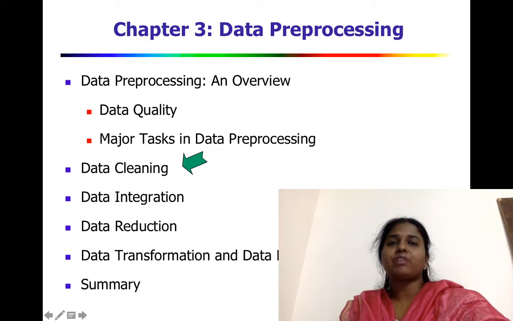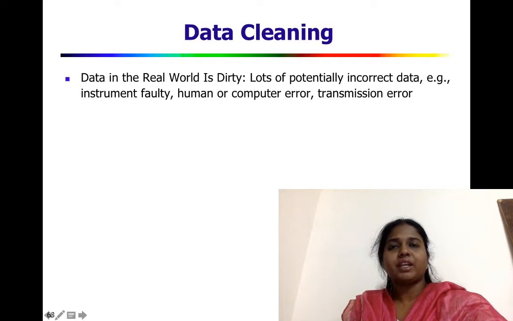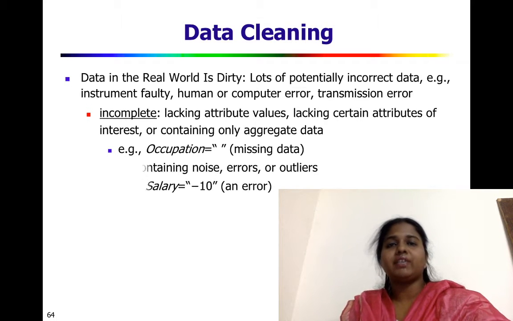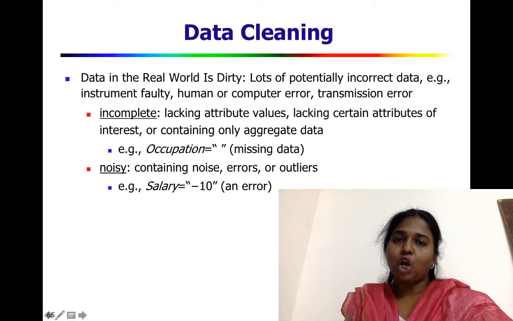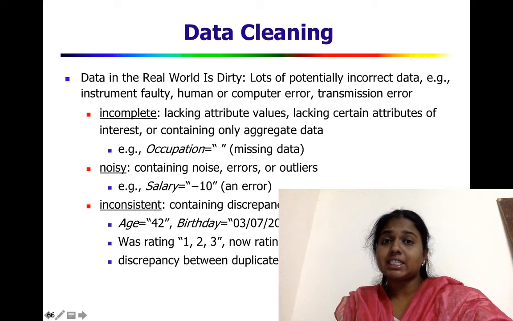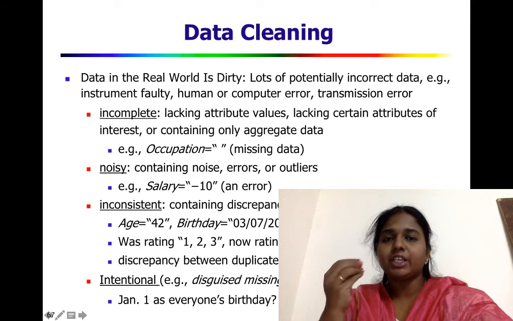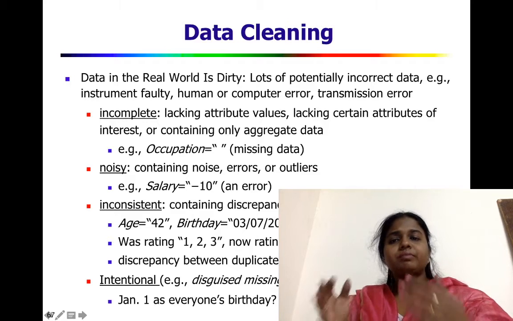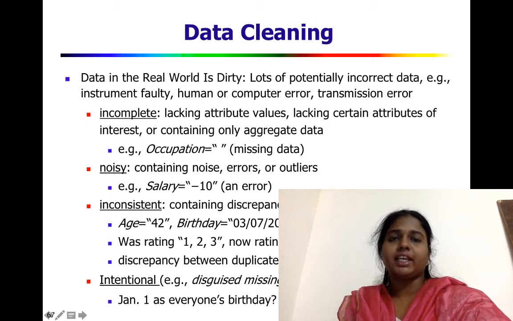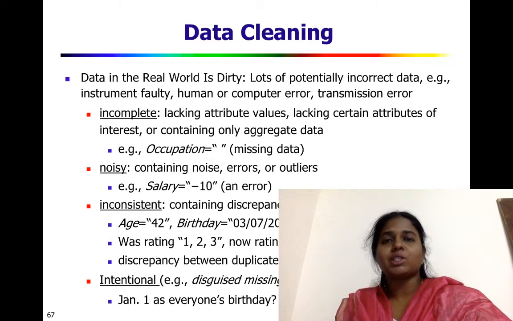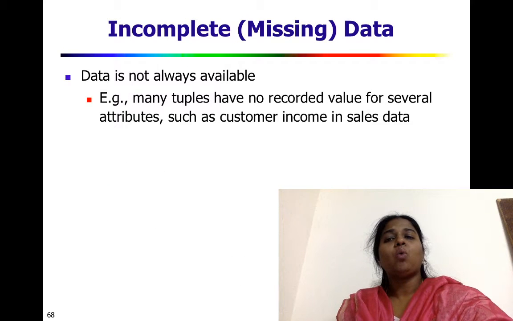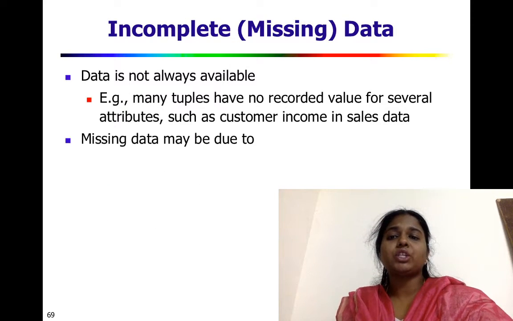And when we looked into data cleaning, we realized that real world data is dirty, and we have also seen what the dirts available in real world data are. So we have seen that data can be incomplete, it can be noisy, or it can be inconsistent, or it can also be intentionally given as wrong information. So there are different levels of dirt in the data. And we have started looking into incomplete data, or it is also called missing data. We have seen the different ways in which incompleteness is caused in data.